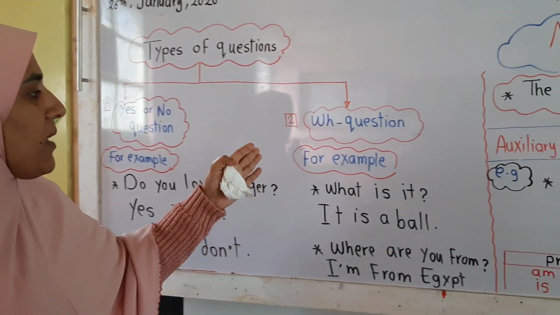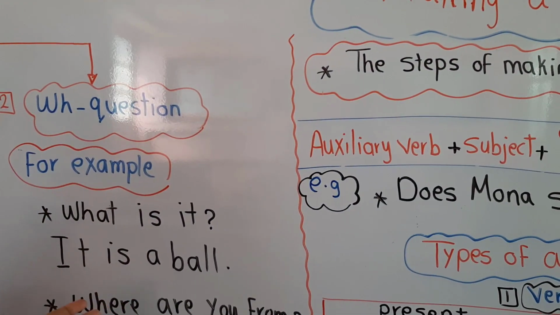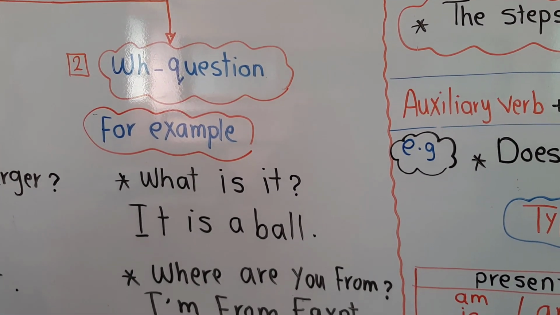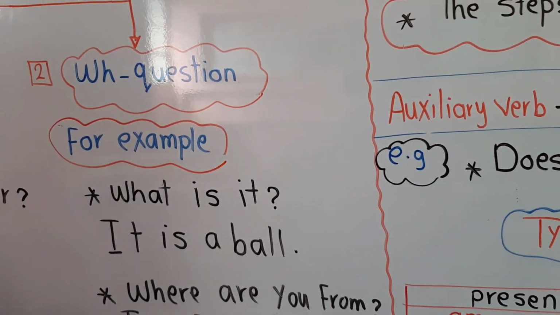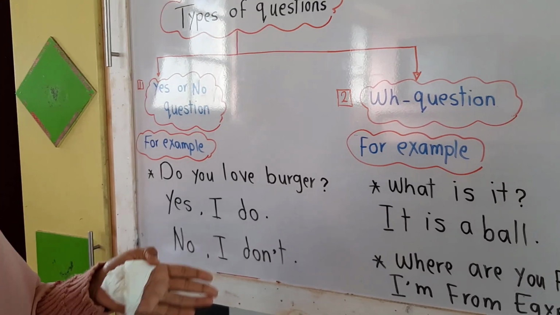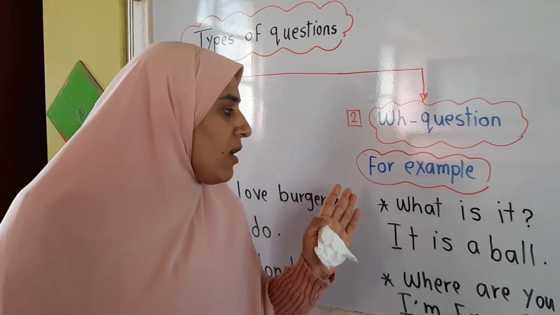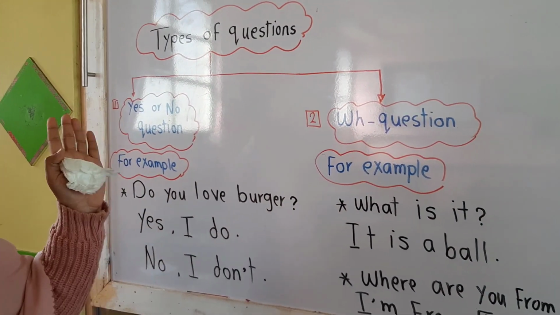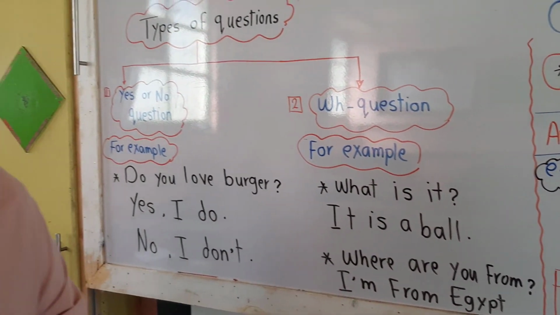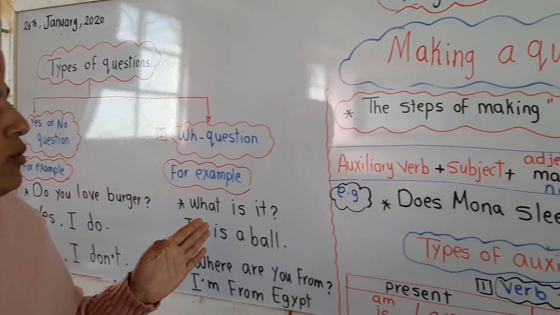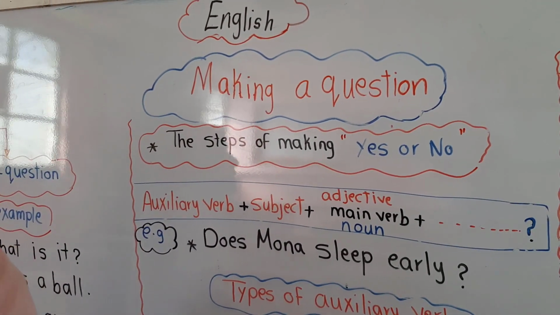The second type, WH question. WH question is the question that begins with a WH word, like what, where, when, how, and so on. For example, what is it? It's a ball. Where are you from? I'm from Egypt.